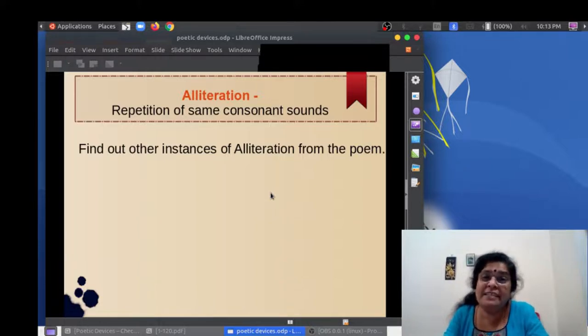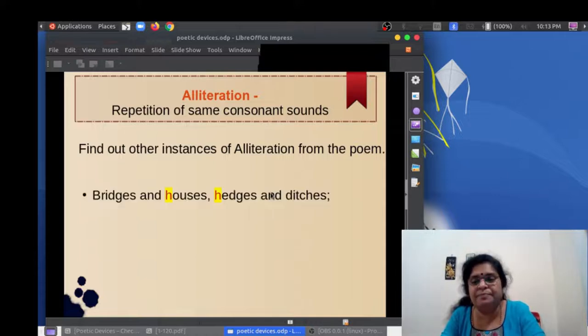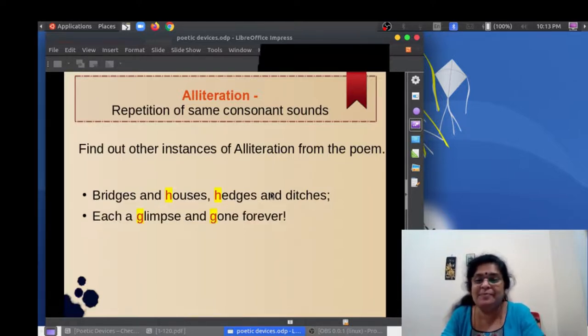Okay, I hope you have written the examples of alliteration. Now check your answers. This is one alliteration. Bridges and houses, hedges and ditches. Which consonant sound is repeating here? Yes, H. Houses and hedges. So there is one more alliteration. Which is that? Each a glimpse and gone forever. G. Glimpse, gone. G sound is repeating. So that is the alliteration.